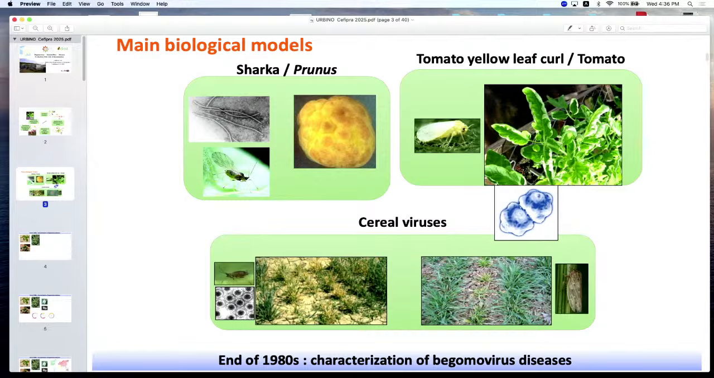We are also working on viruses on cereal, which are very important, and the vectors now cannot be controlled because the pesticides are forbidden. So there is a real challenge to control these viruses. And then the one that I prefer, the tomato yellow leaf curl virus on tomato, which is present in all the Mediterranean basin.